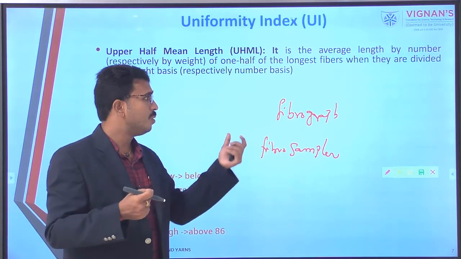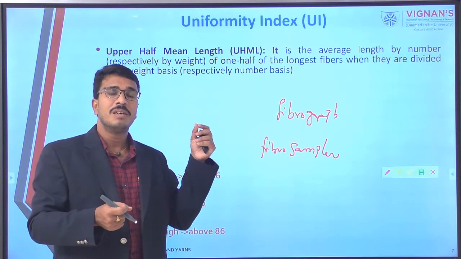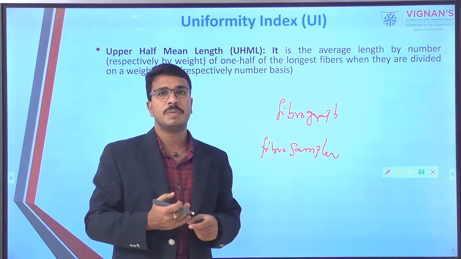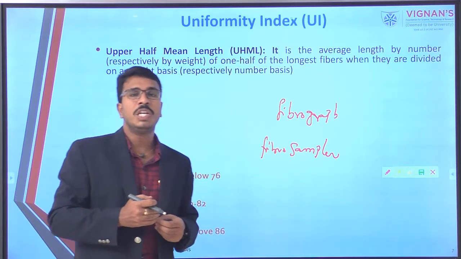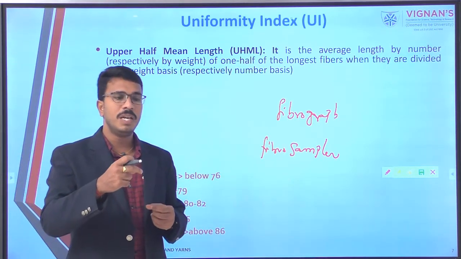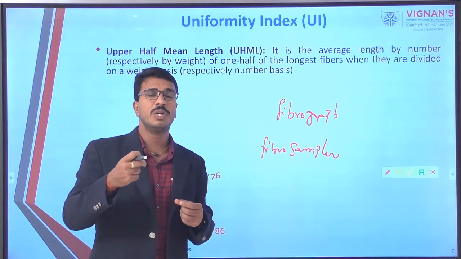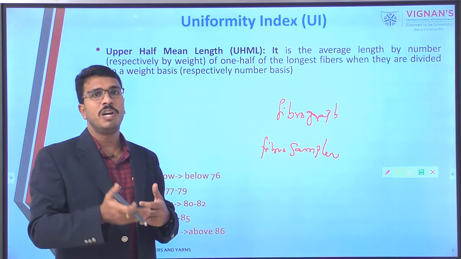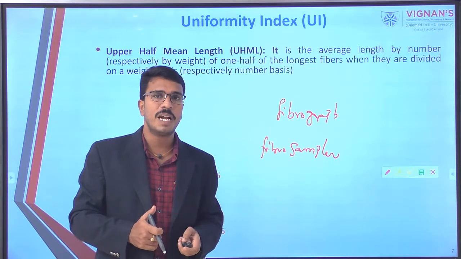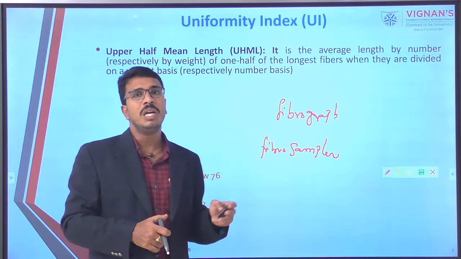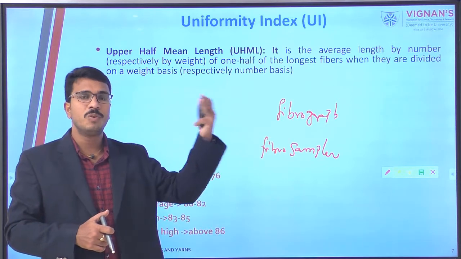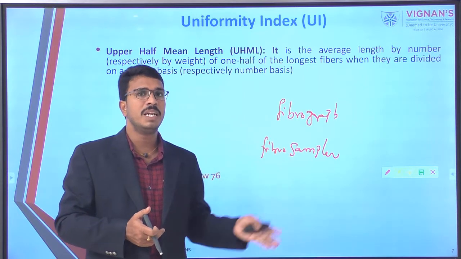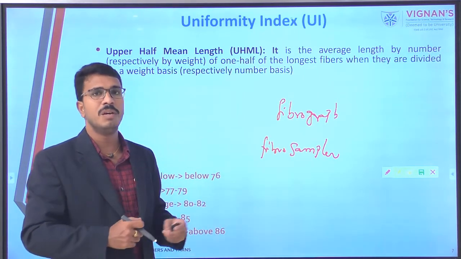By using the fibro sampler, the beard fiber tuft is going to be prepared, and then it is subjected to this fibrograph, where the fiber samples are going to be scanned photoelectrically from base to the tip. From there we are going to get the span lengths, 2.5% and 50% span lengths, and from that we are going to find out the uniformity index. The ratio of 2.5% to 50% span length will give you the uniformity index of the fiber tuft, that is, of whatever fibers we have selected.